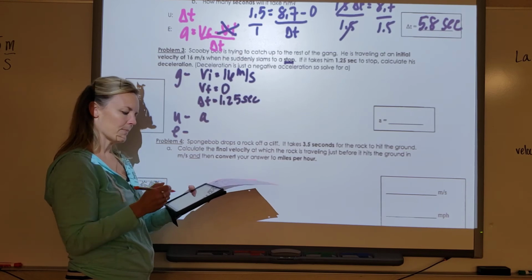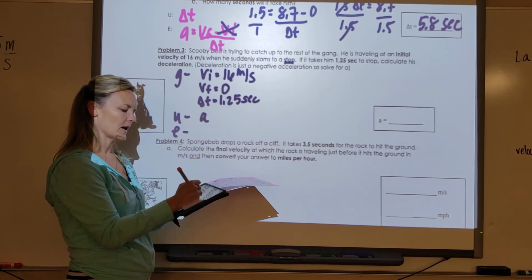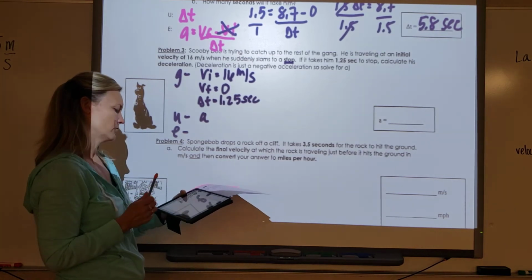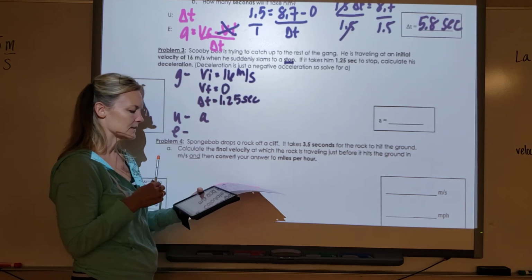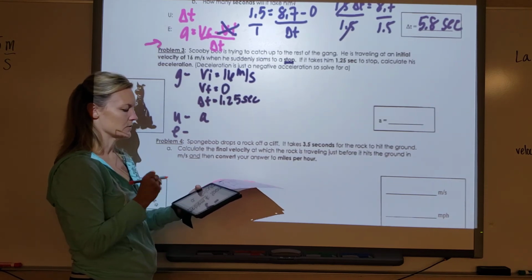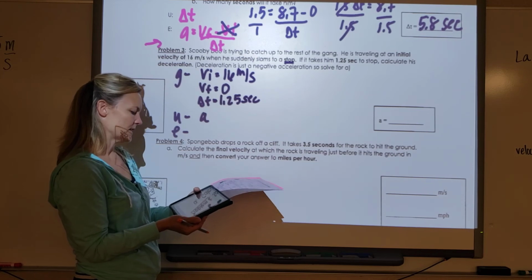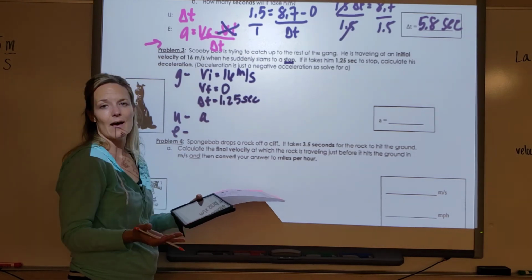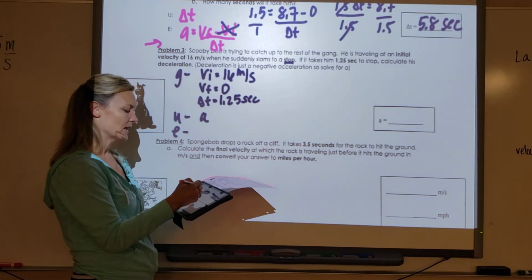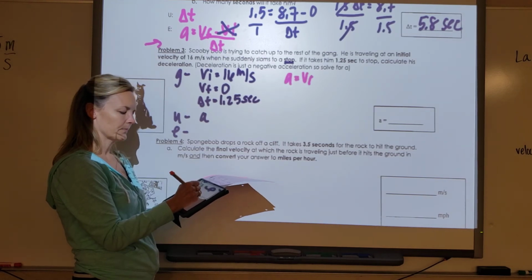I am just going to pop up to the top with my equation. If I want to solve for A, the easiest equation was this one I just used up here. A equals VF minus VI over delta T. I have all the information to solve for that, so that's what I'm going to use.